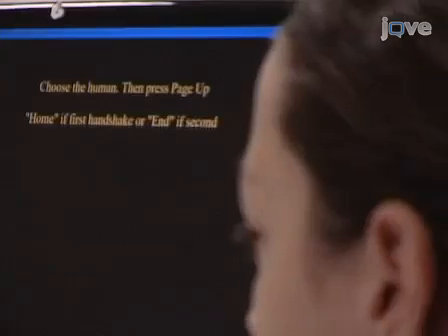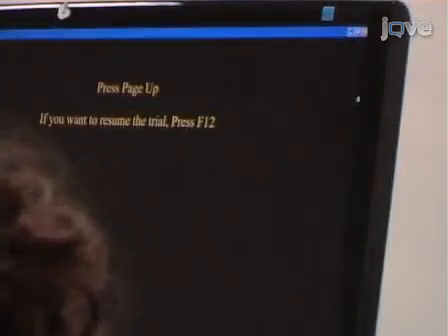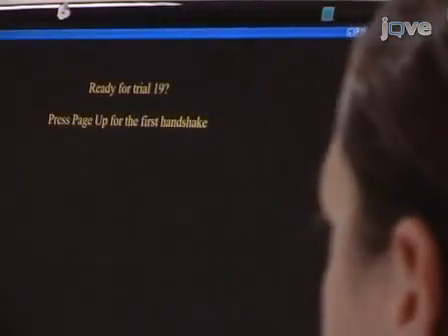The interrogator's job is to compare two handshakes and select which one is more human-like by pressing the Home or F1 key to choose the first handshake, or by pressing End or F2 to choose the second handshake.